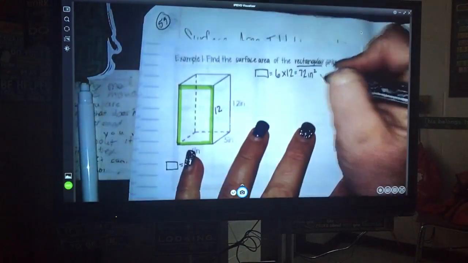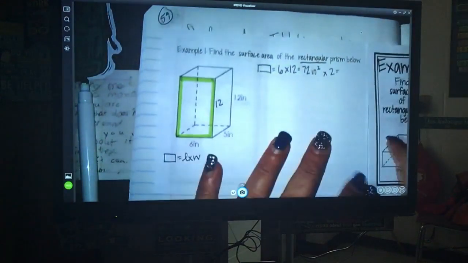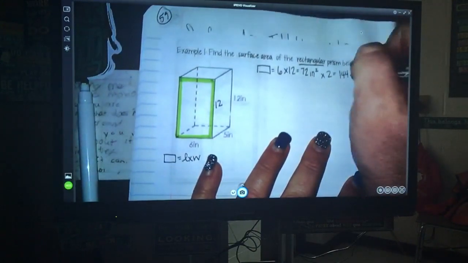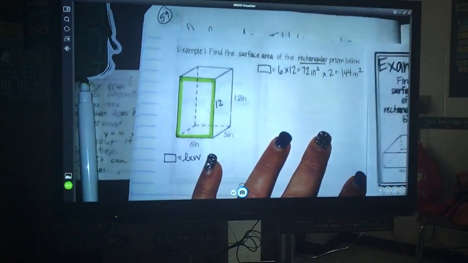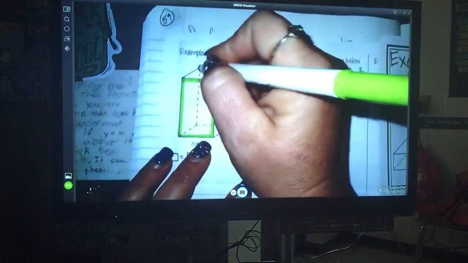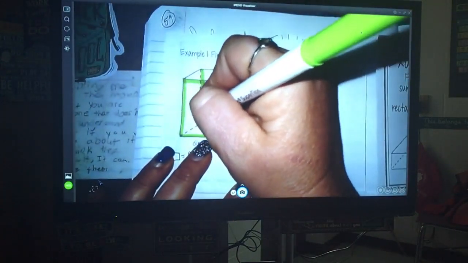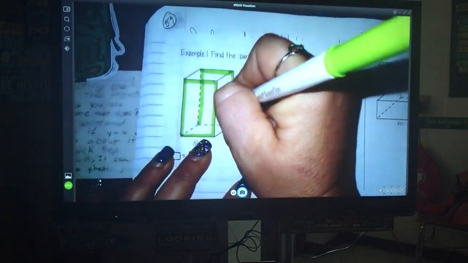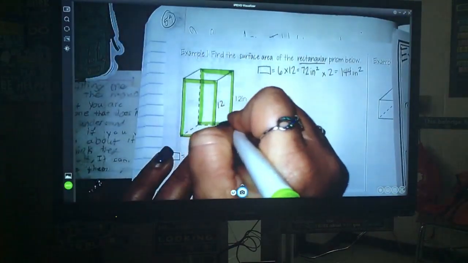So I'm going to do that. Times 2, which gives me what? Raise your hand. I think 144 inches. There you go. Now I also want you to identify this back rectangle as the same color as the front.